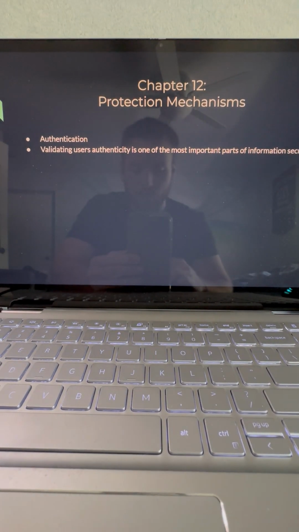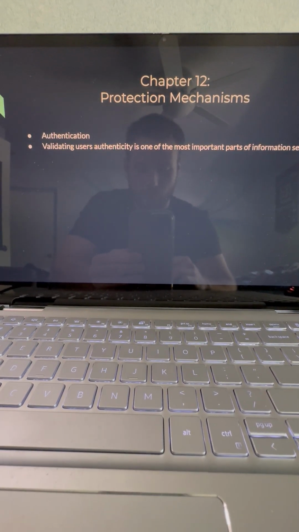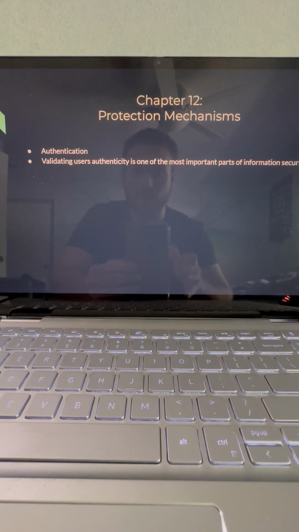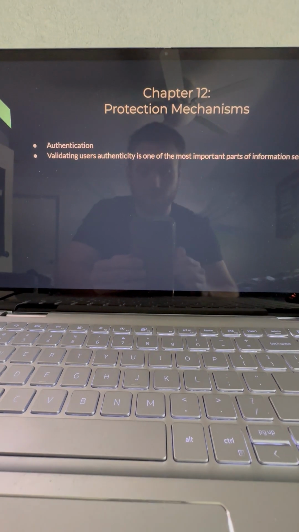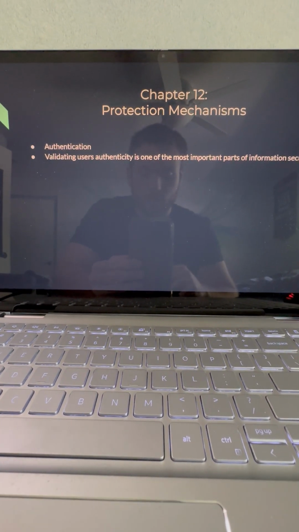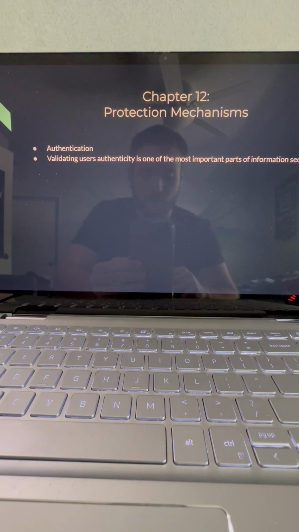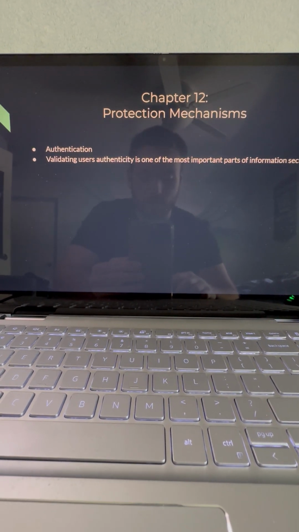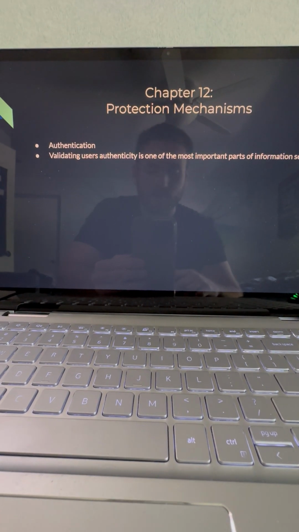Looking at Chapter 12, we look at authentication, which is validating users' authenticity is one of the most important parts of information security. So authentication refers to the process of validating a user's identity to ensure they are who they claim to be. It's a crucial protection mechanism in information security, and there's three main factors in authentication, which is what you know.